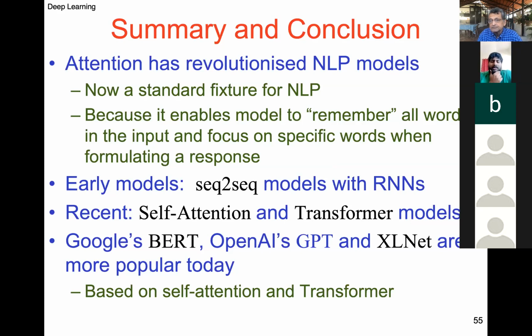Sir, I wanted to ask something. We are talking about machine translation here. Attention models are pretty good at machine translation. Are they good at something else other than this?